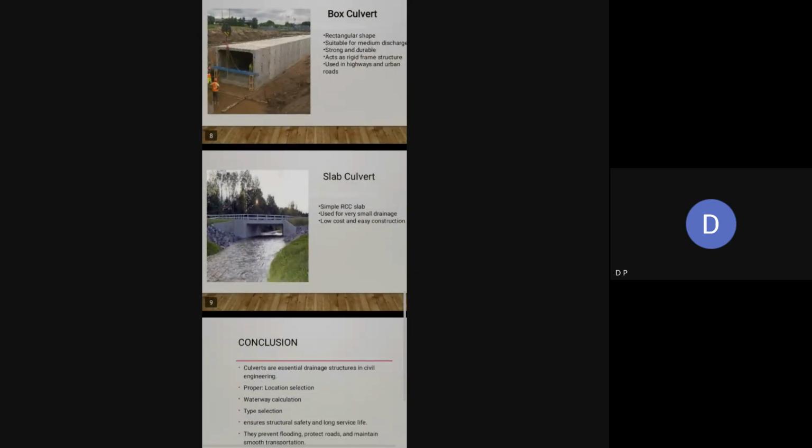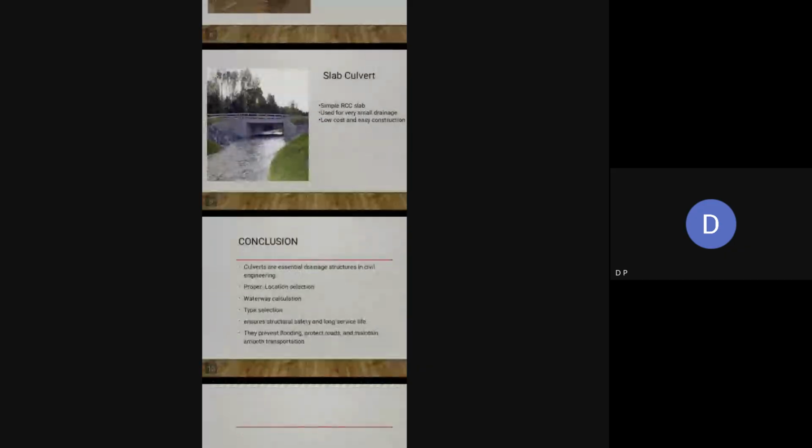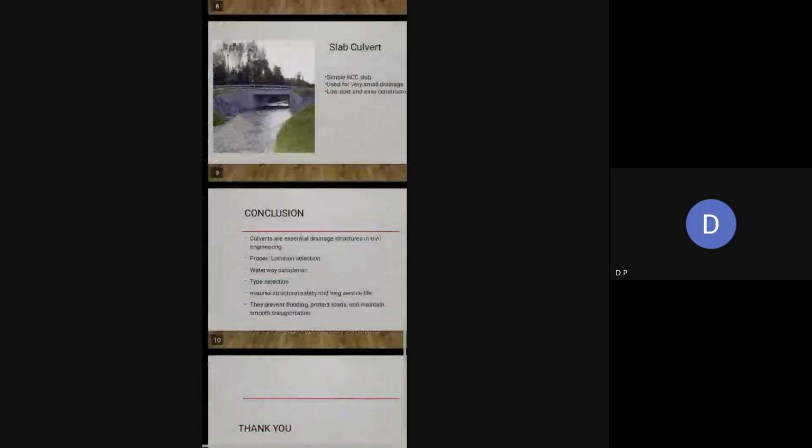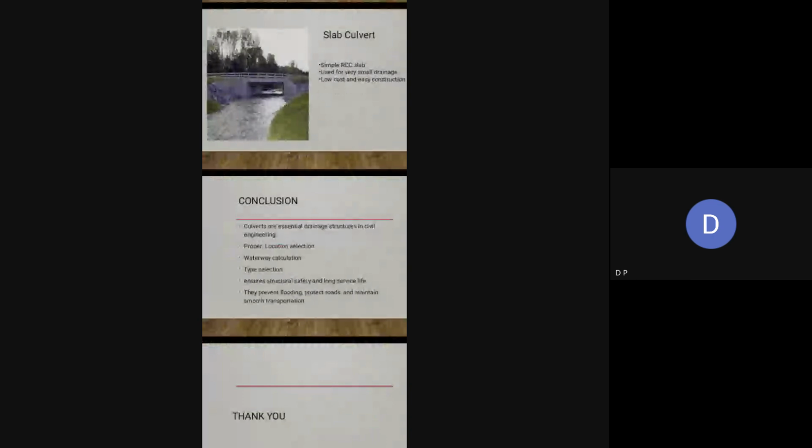easy construction. At last, culverts are used for drainage systems, and a proper location needs to be determined for their installation. Waterway calculation is also essential. That's all, sir. Thank you.